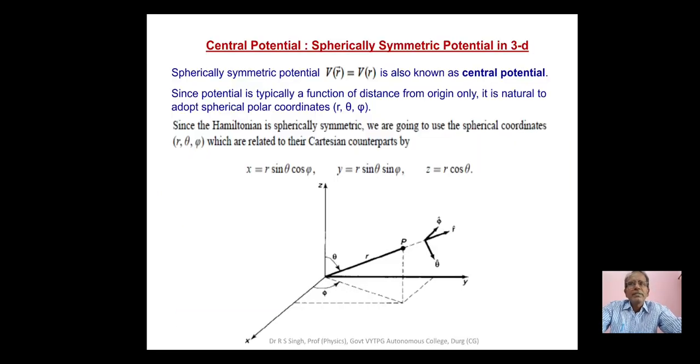Central potential and spherically symmetric potential both refer to the same thing, in which the potential at a point is a function of its distance from the origin. Since the Hamiltonian H is spherically symmetric, we use spherical polar coordinates r, theta and phi in the time independent Schrodinger equation.